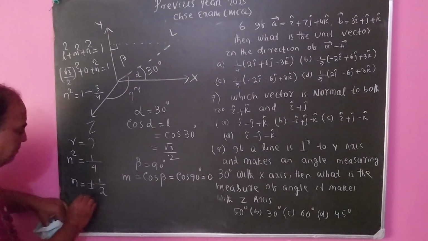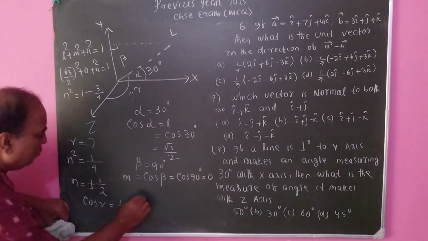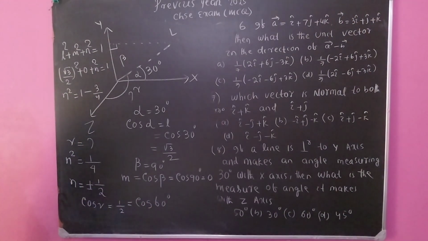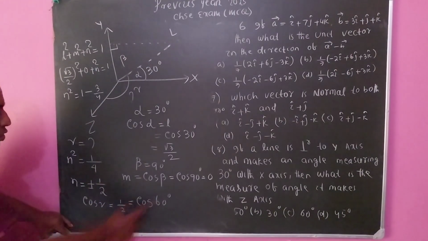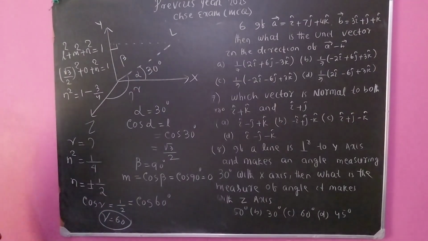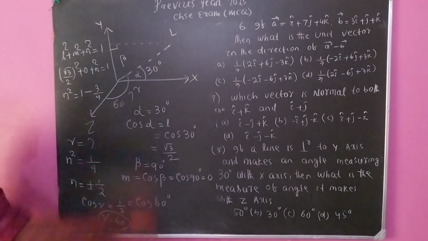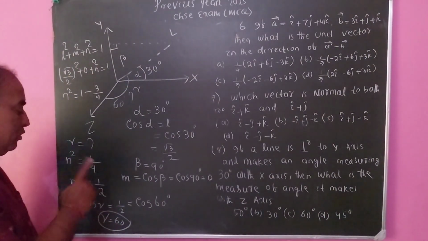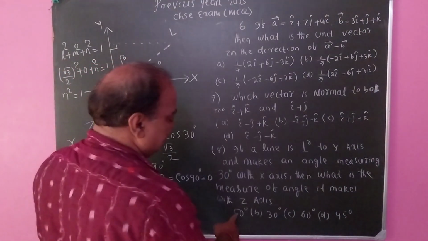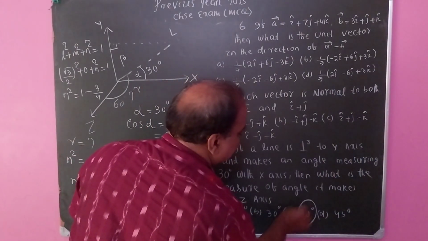So n means cos gamma is equal to 1 by 2. That is the value of cos 60 degree. Cos 60 degree is equal to half. So cos gamma is equal to cos 60, so gamma is equal to 60 degree. So that line LA makes an angle 60 degree with z axis, or 120 degree with z axis. But in our choices, the options are 50, 30, 60 and 45. So the correct answer is 60.